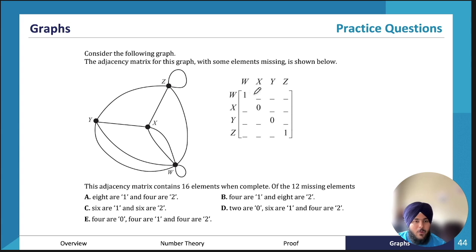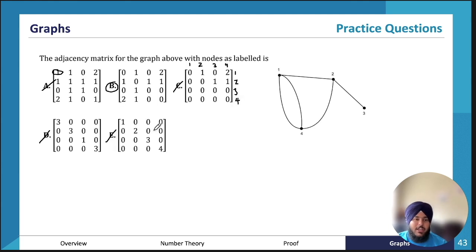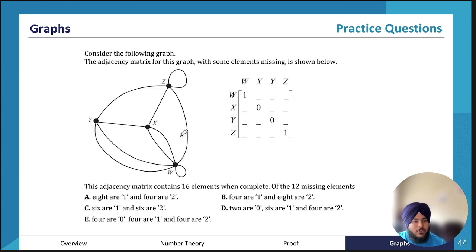So we're trying to find what goes here, and remember, we look at the intersection point. So X and W. We're looking at how many connections there are between X and W. We're looking at direct connections only, because obviously there are second degree connections as well. So you could do Y, X, but we're not looking at those. We're just looking at direct edge connections. So we have 2 connections between W and X. So there should be a 2 here.